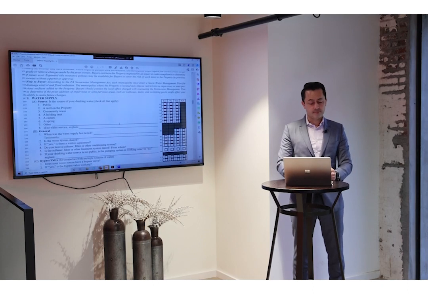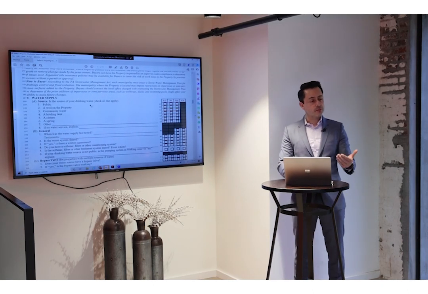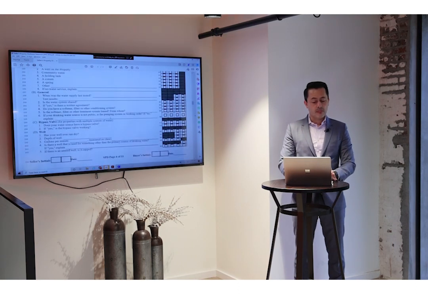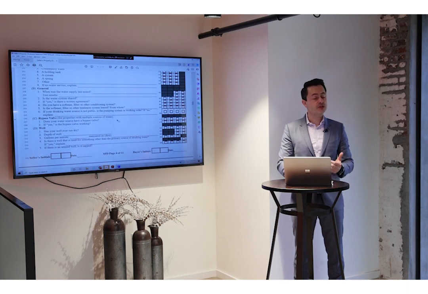Water supply. This is pretty straightforward. Public. Now, if the water supply is public, you don't have to check anything else. When was the water supply last tested? Maybe it was never tested. Just put whatever your client knows. Is the water system shared? Most of the time, it is not shared. You don't share with your neighbor. So this will most likely be no.